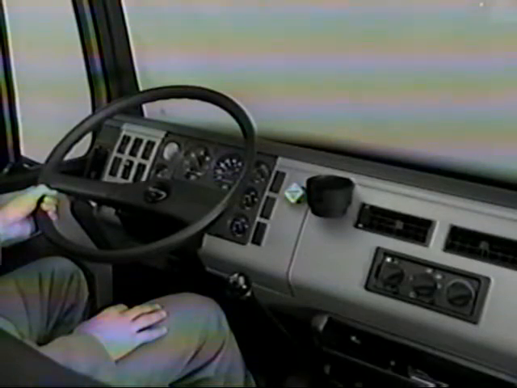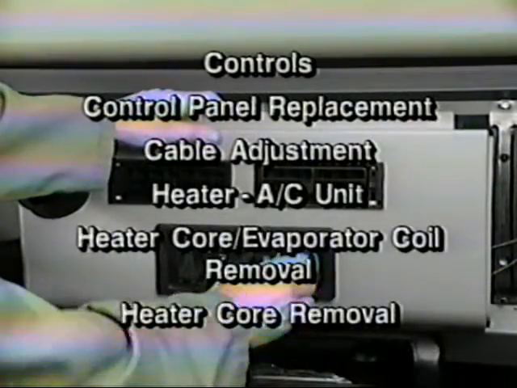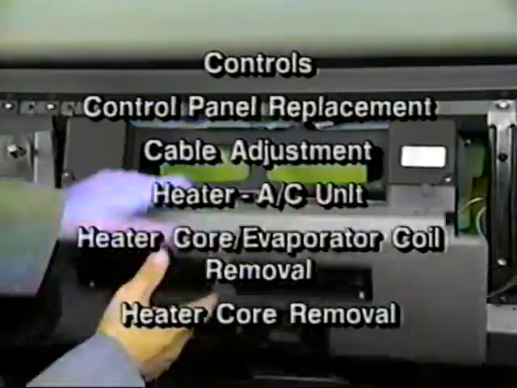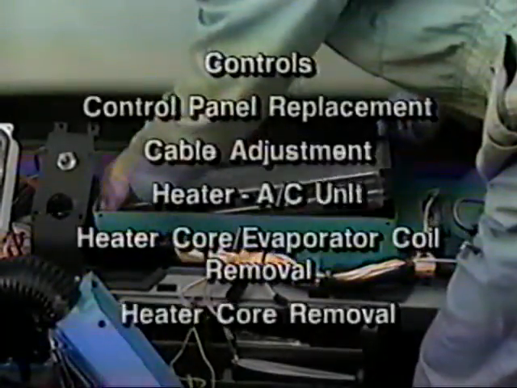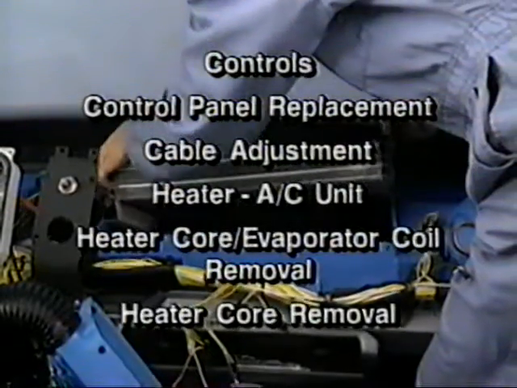By controlling the coolant flow through the heater core, and by controlling the airflow through the heater core and the AC evaporator coil, a desired cab temperature is maintained. We'll examine each of the system's components and discuss how they function within the overall system, as well as how to operate them and how to perform any required service tasks.